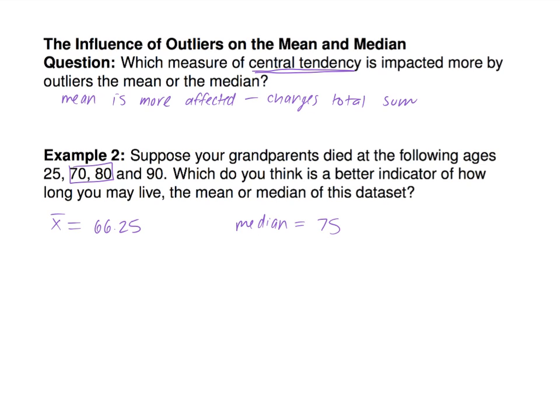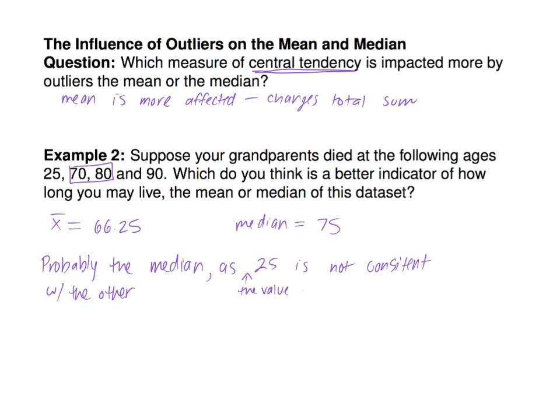So which do you think is a better indicator? Yeah, probably the median. As 25 is not consistent with the other numbers. You're talking about the 25, right? Yeah, probably the median, as the value is not consistent with the other data values.